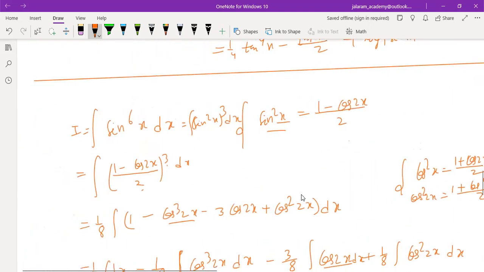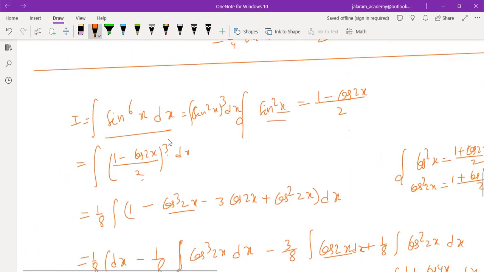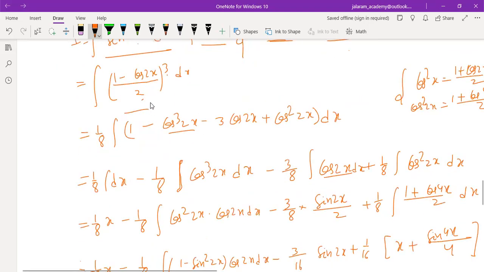Hope you must have understood this method. First of all, what we have done? Write sin to the power 6x as sin square x whole cube, and sin square x equals to 1 minus cos 2x upon 2. Then write 1 minus cos 2x upon 2 whole cube. And then when we use a minus b whole cube equals to a cube minus b cube minus 3a square b plus 3ab square, we get this expansion.